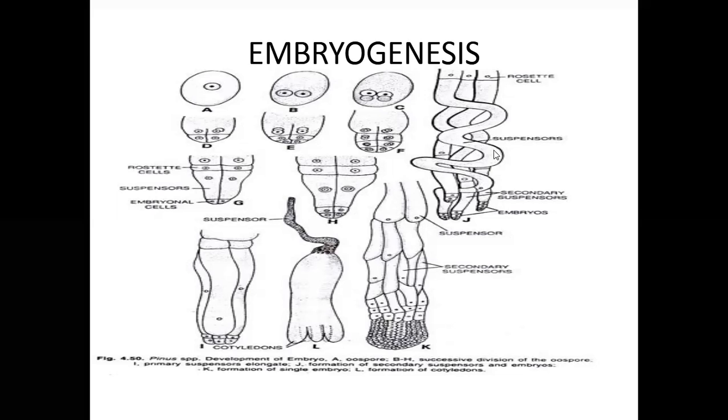At the end of each secondary suspensor cell, embryonal cells are present. Those embryonal cells participate in mitotic division and develop into embryos. Here, 4 suspensor cells are present. The 4 suspensor cells participate in transfer division and develop into 4 secondary suspensor cells. At the end of the 4 secondary suspensor cells, 4 embryos are present.